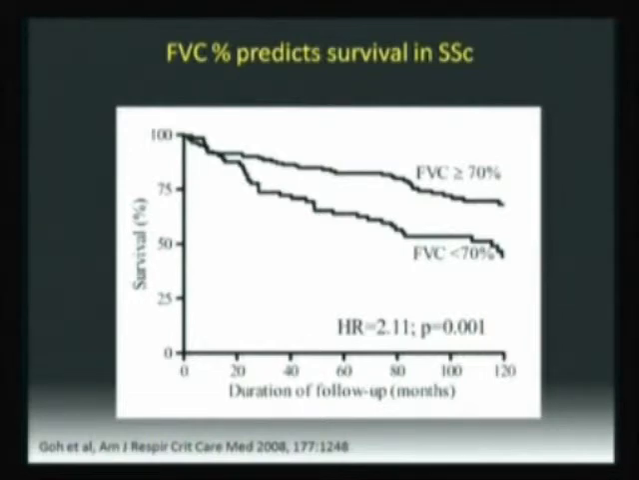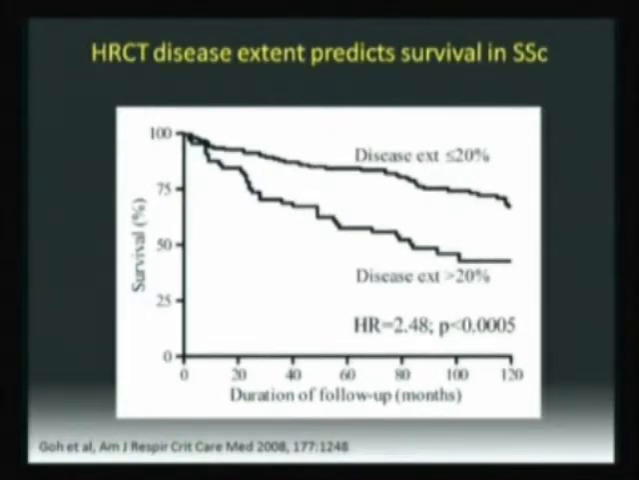FVC percent predicts survival in scleroderma. So again, lung function is extremely important in this patient. And when I see patients managed by rheumatologists that don't take any lung function, I'm really worried about that, because they cannot predict the prognosis of these patients. And also high resolution CT disease extent predicts survival.